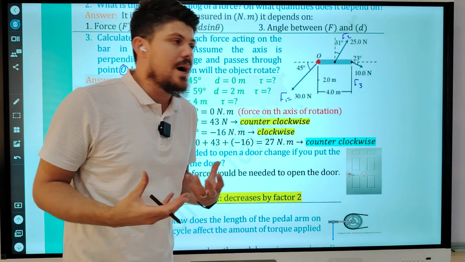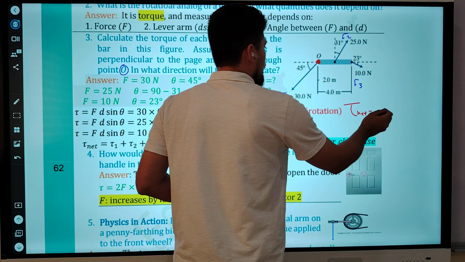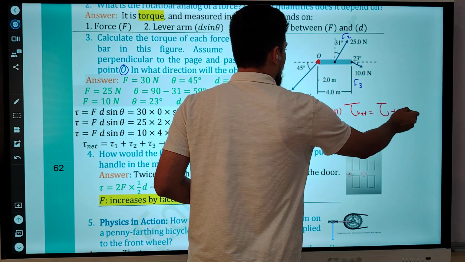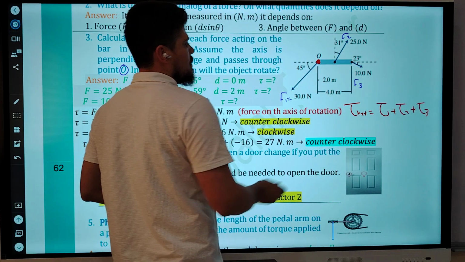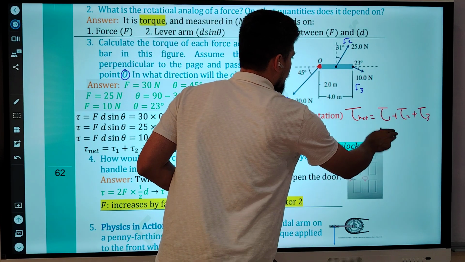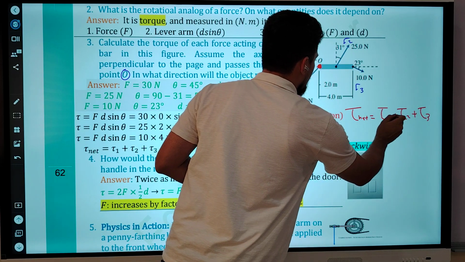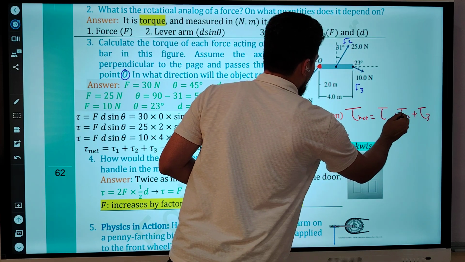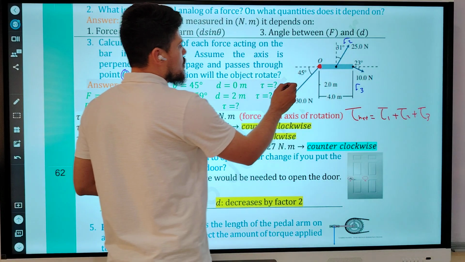In what direction will the object rotate? We have to find what? We have to find the net torque. Net torque is equal to what? Torque number 1, torque 2, torque 3. Why? Because we have 3 forces. Okay? This is torque number 1. Okay. Torque number 1 is equal to what?